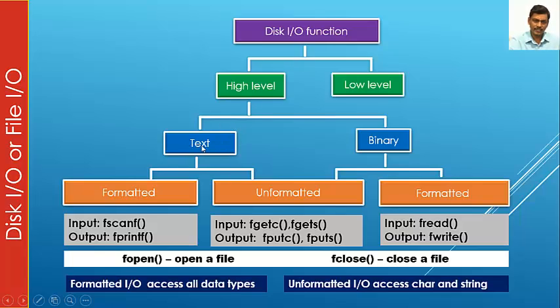High level is classified into two types: text input output and binary. The text is further classified into two types: formatted and unformatted. Binary is also further categorized into two types: formatted and unformatted. What is the difference between formatted and unformatted? What is the difference between text and binary?